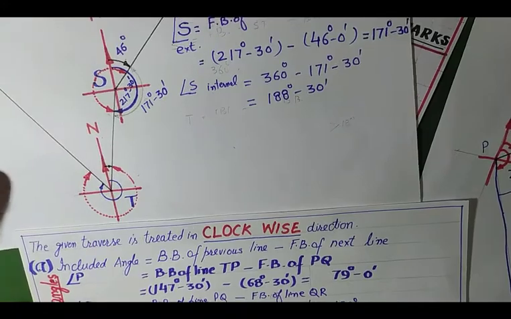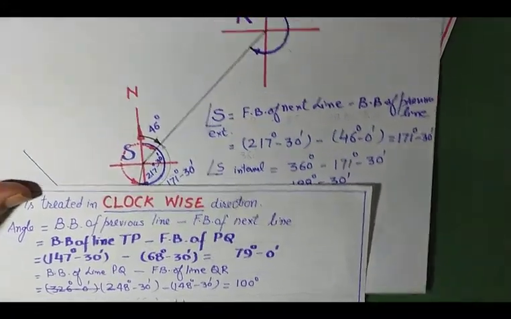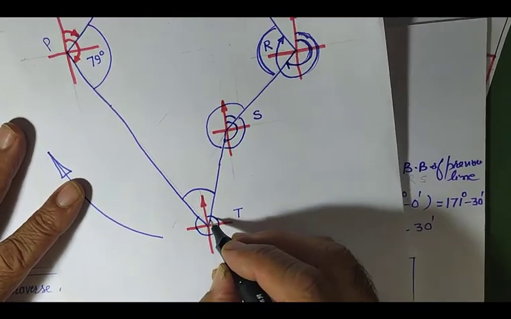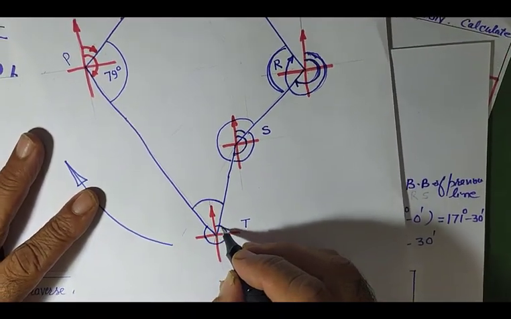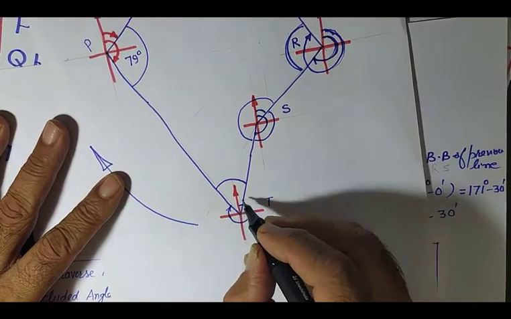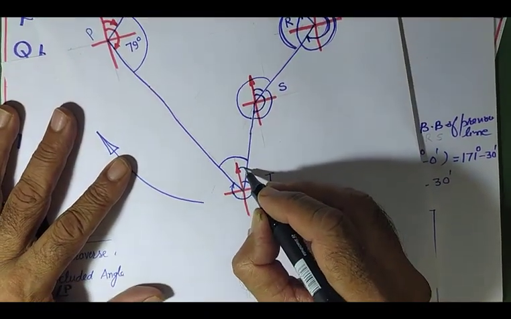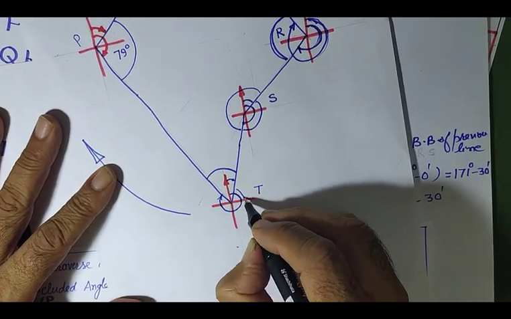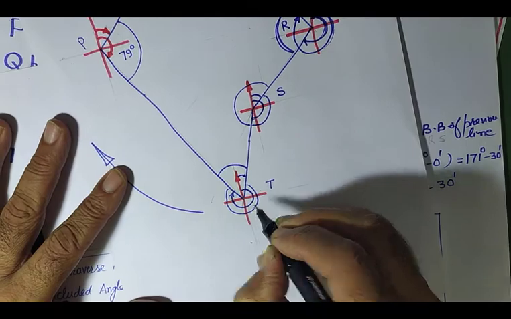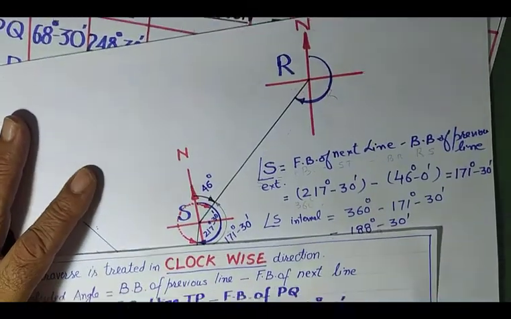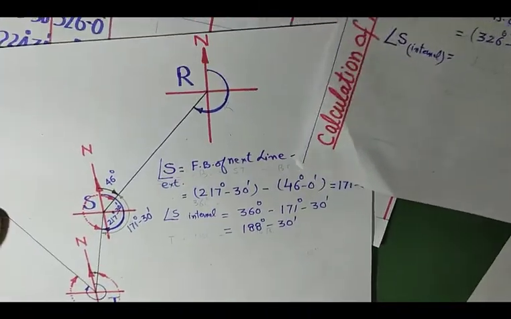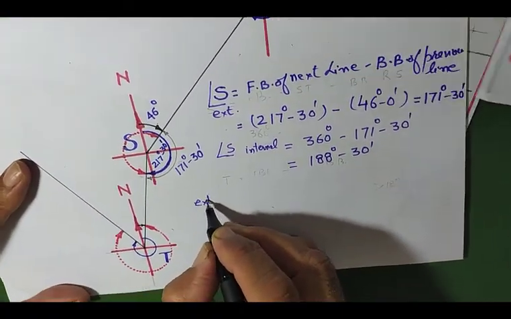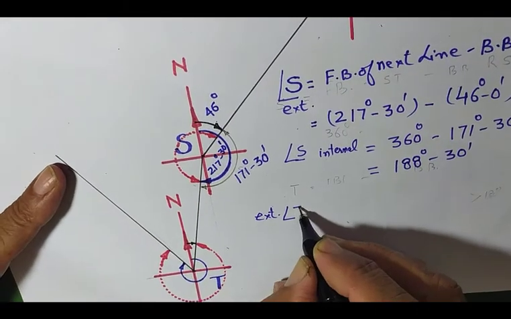Similarly, we are going to calculate the angle T. So this is my internal angle T. This is again the forward bearing of next line, and back bearing of the preceding line. Again, from the total angle minus this angle will be this angle. This is again an external angle. Similarly, as we calculated S, I can show over the angle T. This is my external angle T.